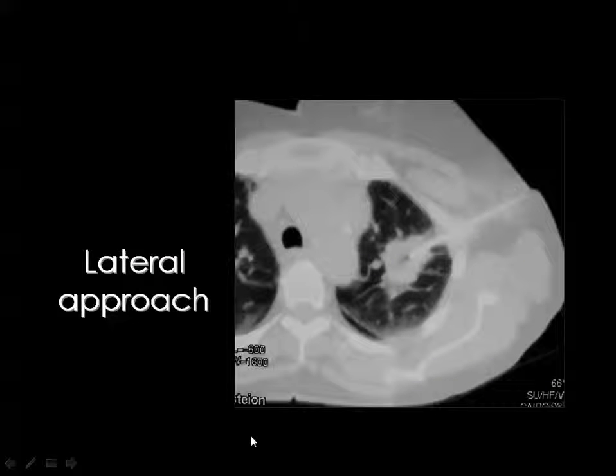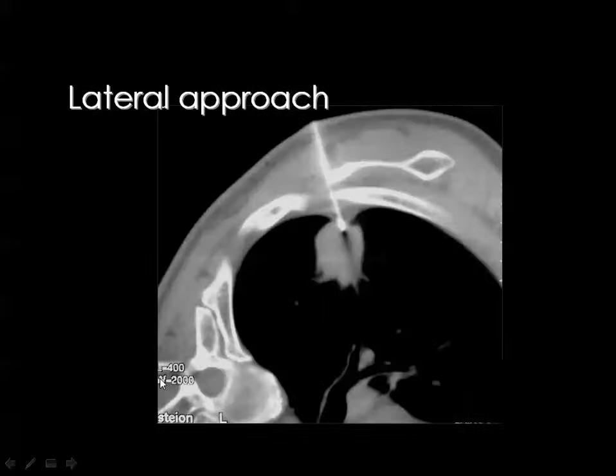And sometimes we go from the lateral approach like this one, avoiding the vessels in the axilla as well, because this lesion is relatively nearer to the chest wall from the anterior approach or the posterior approach. Then this is what we call the lateral decubitus position.